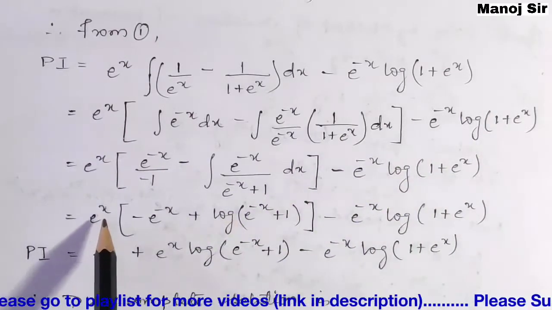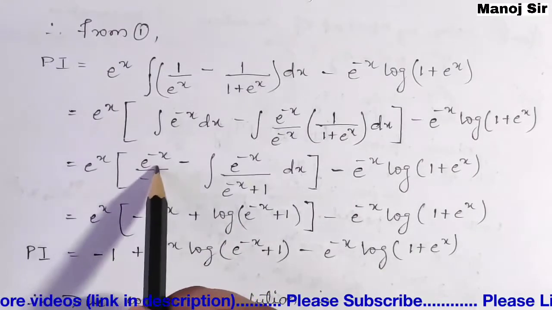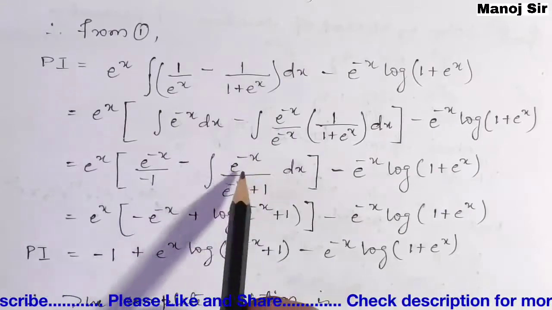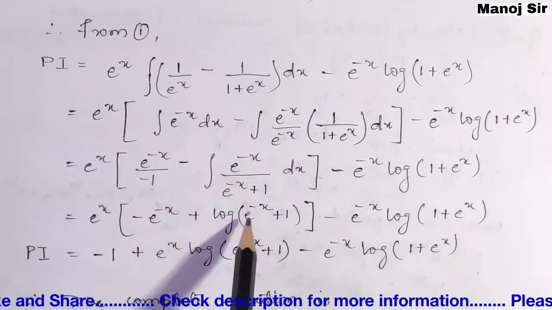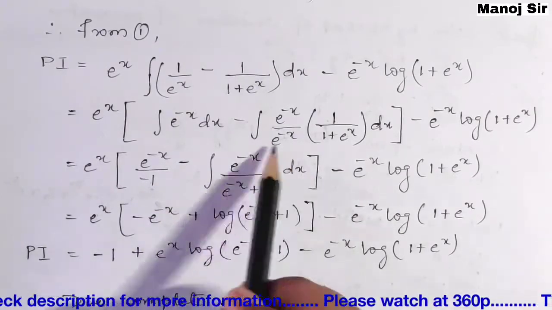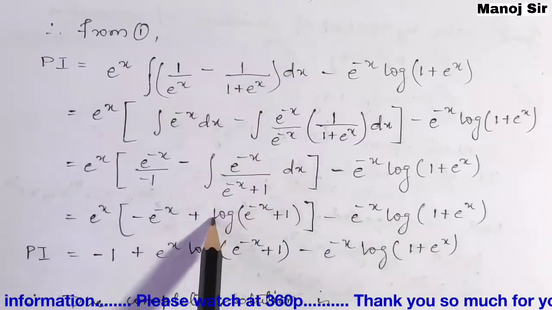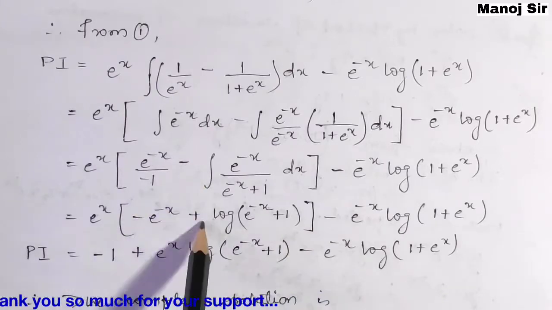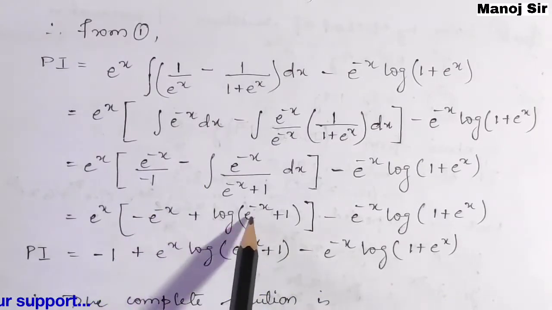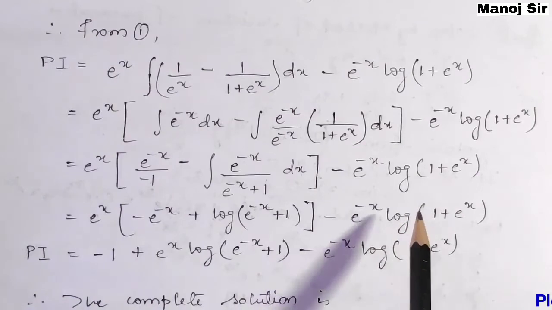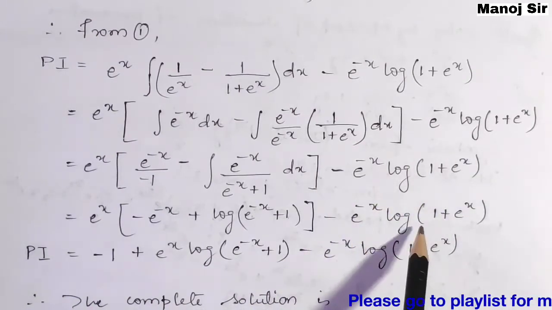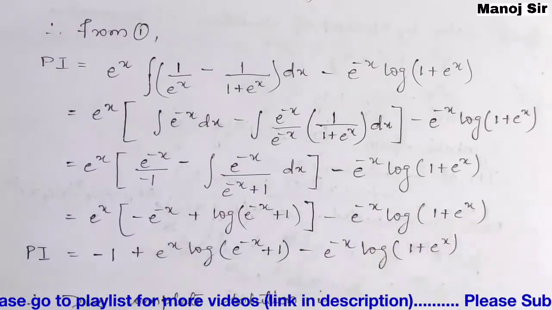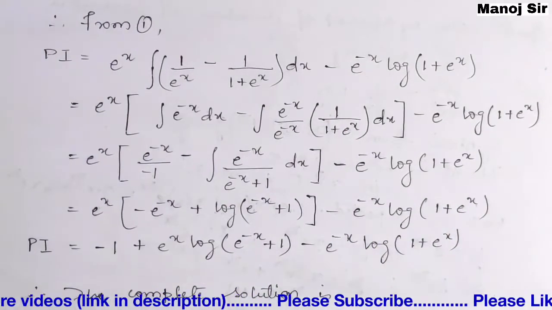So solving the next step, integration of e to power minus x will become minus of e to power minus x. Now what is this? That is minus of log e to power minus x plus 1. On solving this integration, we will get minus of log e to power minus x plus 1. So negative negative will become positive, so this is plus log e to power minus x plus 1. Now this part is again as it is, that is e to power minus x log 1 plus e to power x.